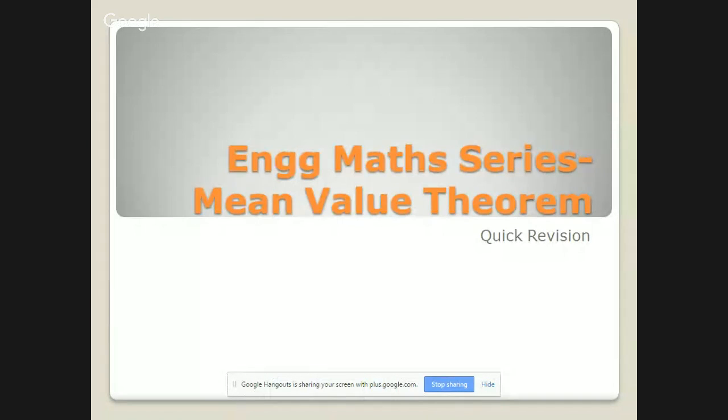Okay, now we'll see some mean value theorem. Specifically, from an examination point of view, we'll see Taylor theorem and Maclaurin theorem.